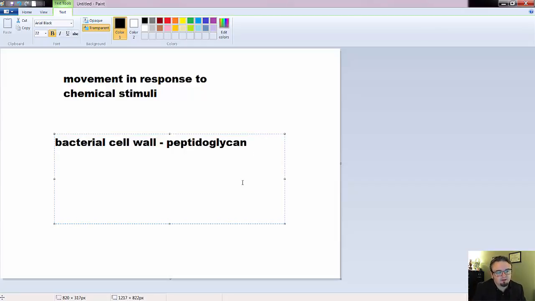The other one, lipopolysaccharide, do it backwards this time, lipopolysaccharide. This exclusively comes from a gram-negative outer membrane.